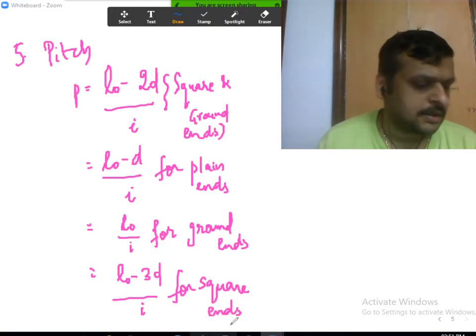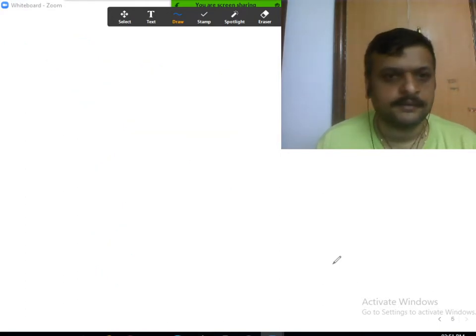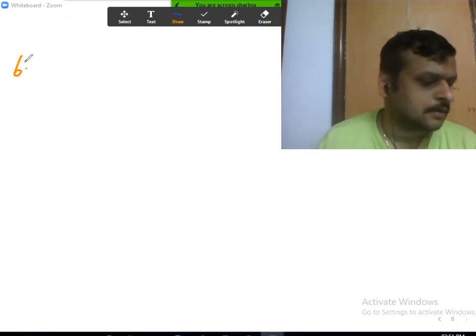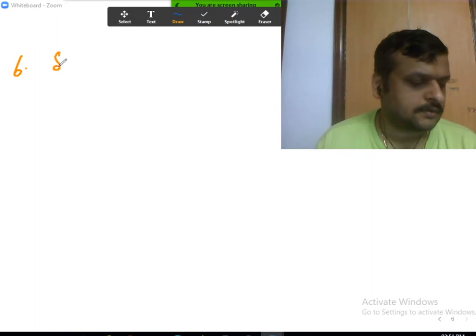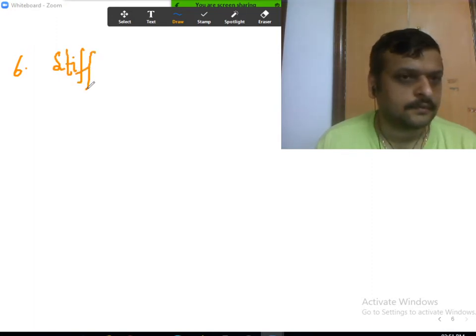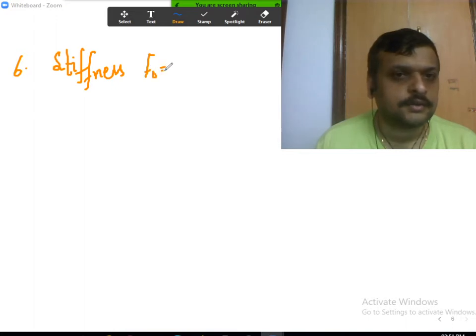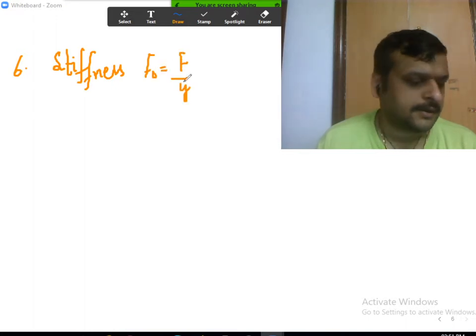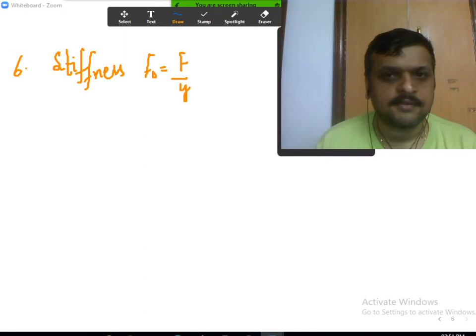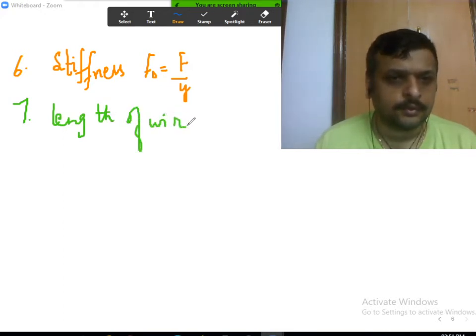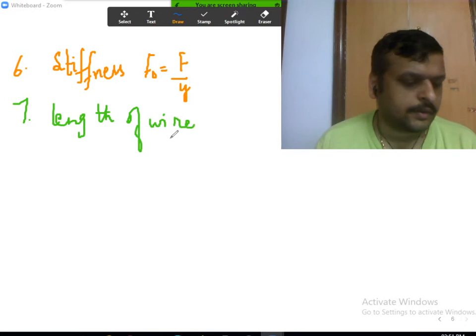Okay students, then step 6 will be stiffness. F0 equals F upon y. In step 7, the last step, length of wire required to manufacture the spring.